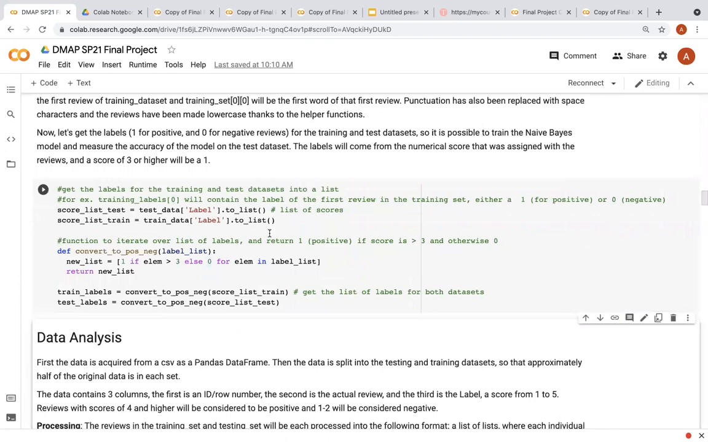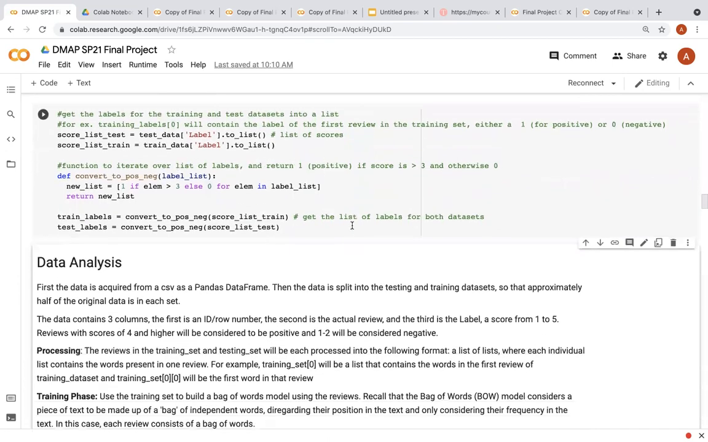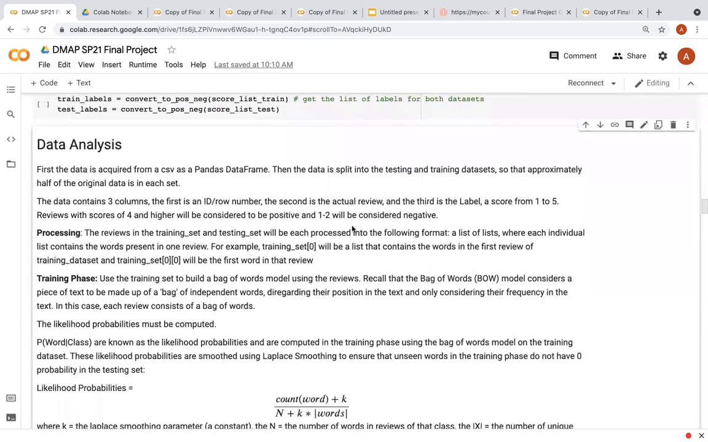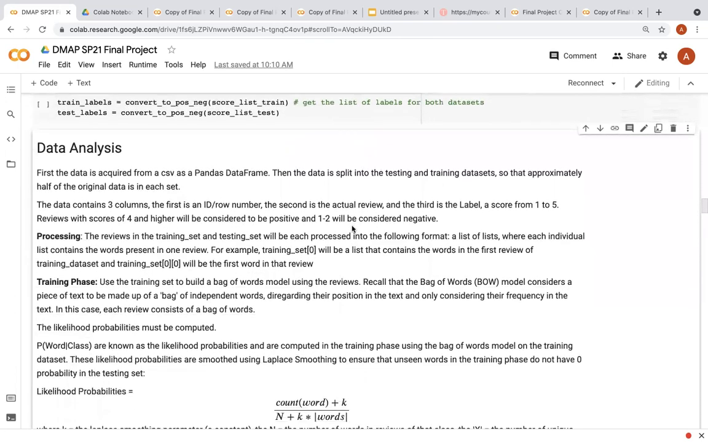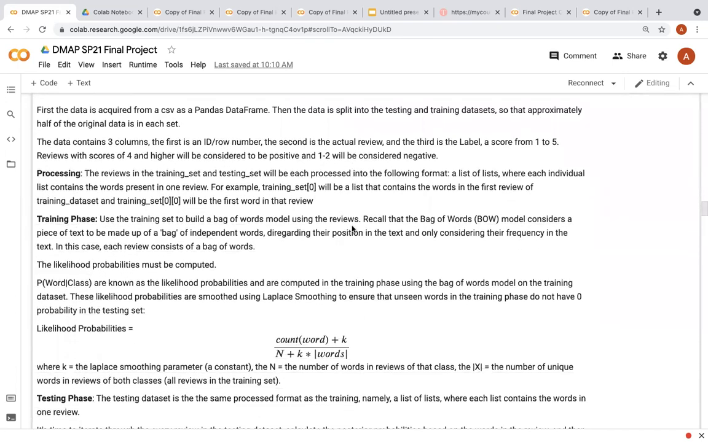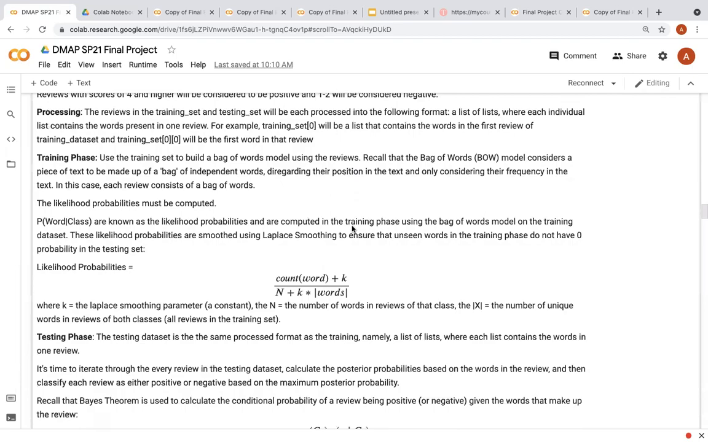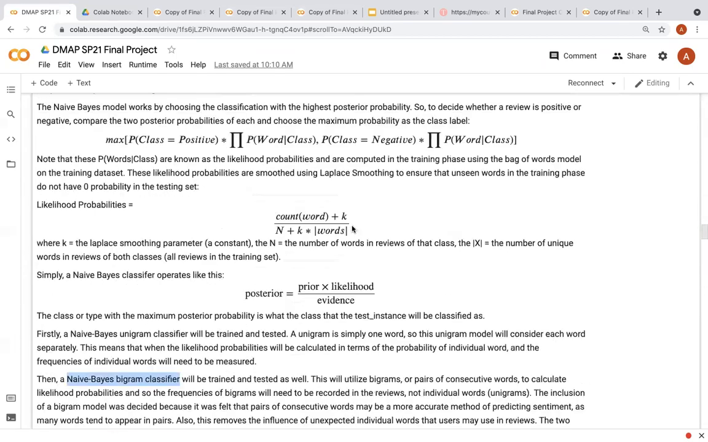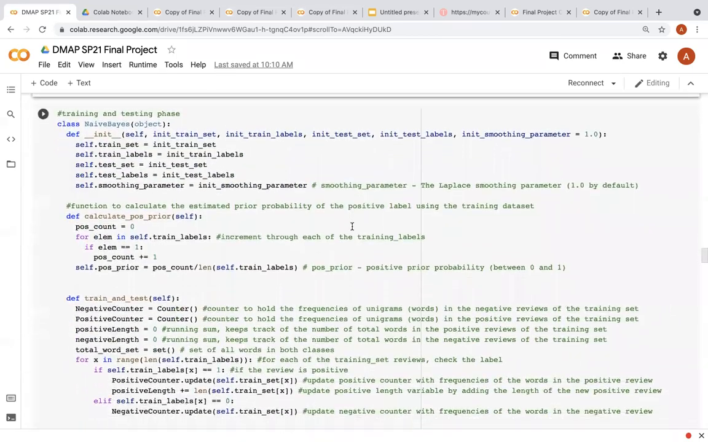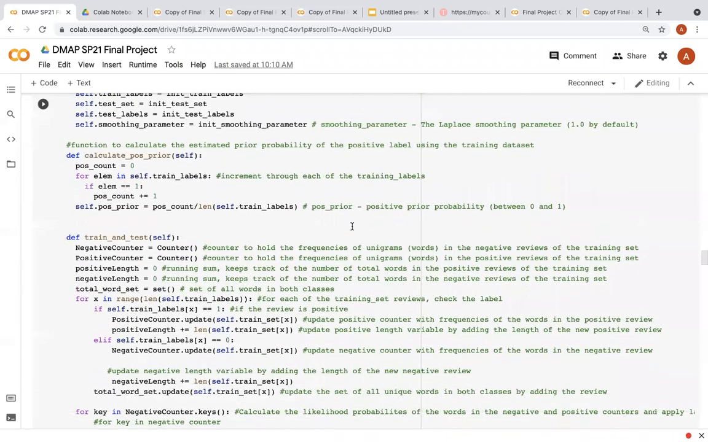And I also created the labels, right? Greater than 3 was a positive, else 0 or a negative. And then came the training set. So we needed to calculate the training set. As I mentioned, we need to calculate the likelihood probabilities.